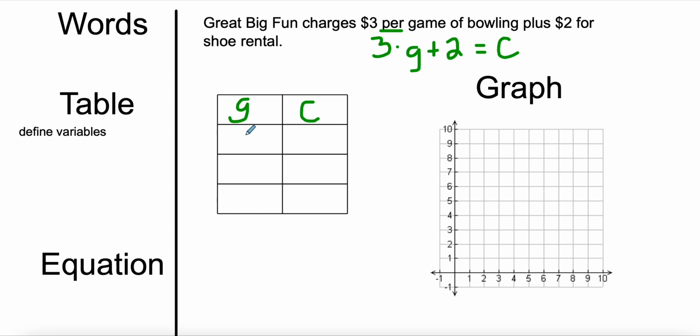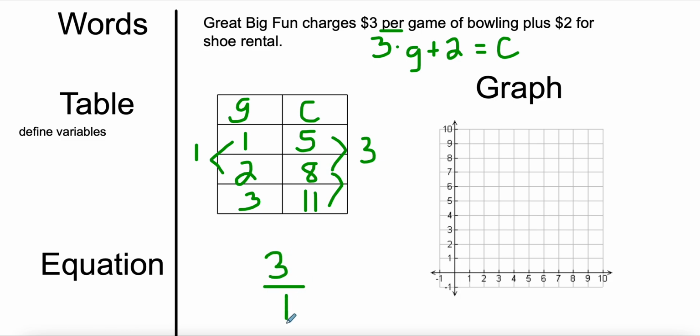So let's do one game. 3 times 1 is 3, plus 2 is 5. Let's go 2 games. 3 times 2 is 6, plus 2 is 8. Let's go 3 games. 3 times 3 is 9, plus 2 is 11. All right, our rate of change, you will notice this one up by 3, and these each one up by 1. So my rate of change is 3 over 1.